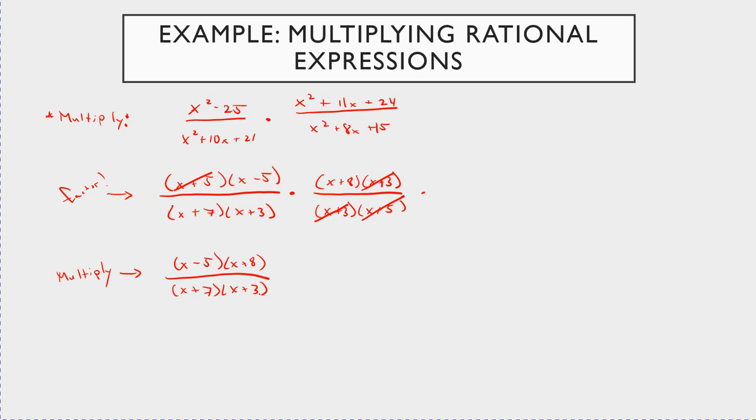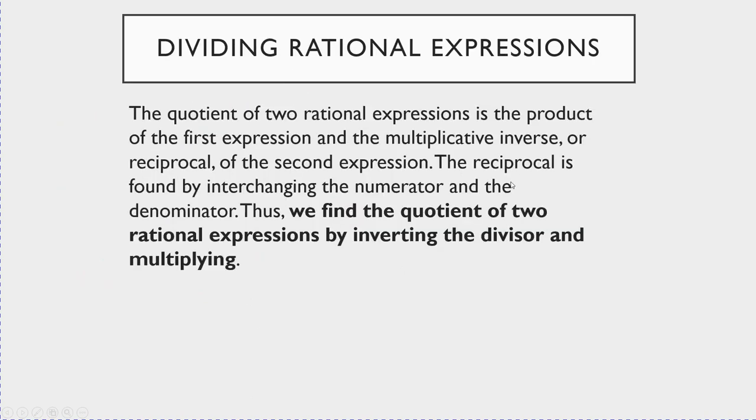All right, pretty straightforward with this second example. Now let's talk about division. All right, so the quotient. So this is dividing rational expressions. The quotient of two rational expressions is the product. So you're going to change it to multiplication.